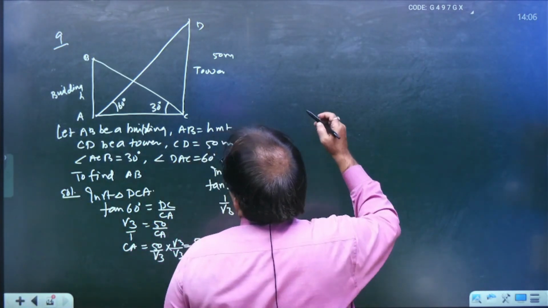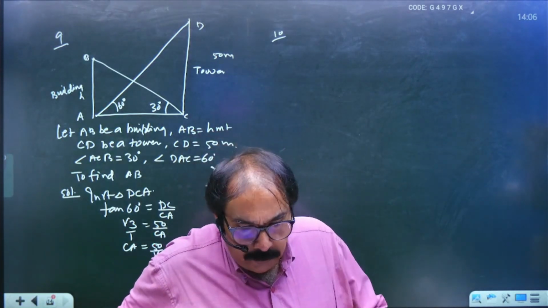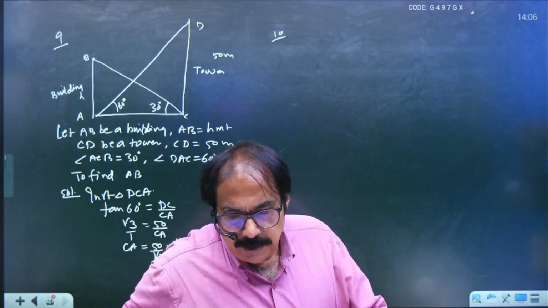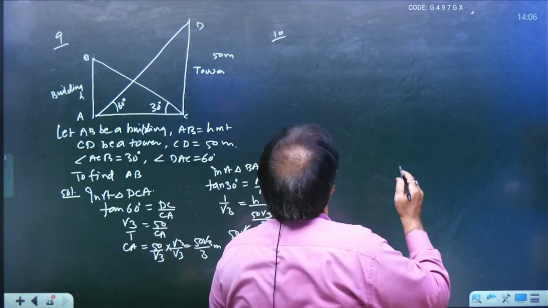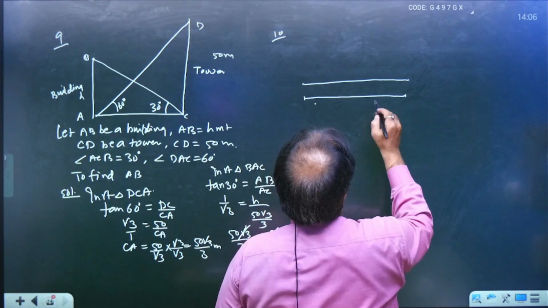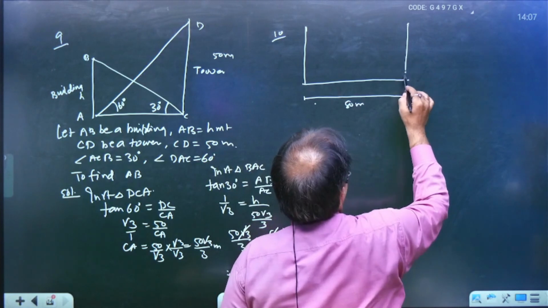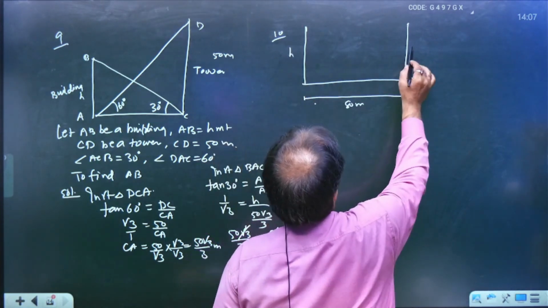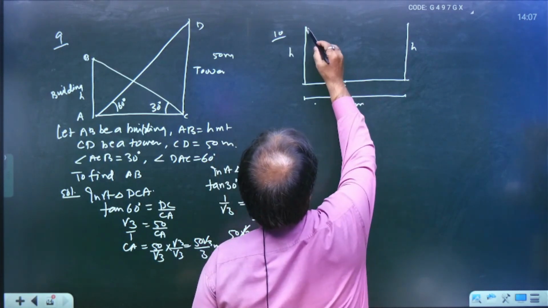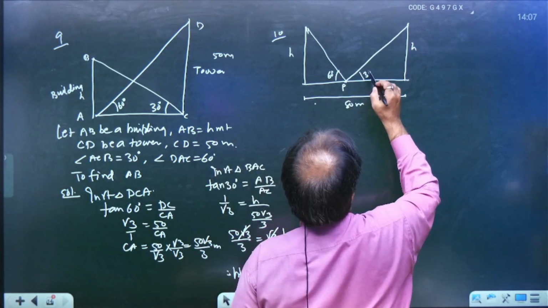Now question number 9 is over. Now I am taking question number 10. Question 10 says: two poles of equal heights are standing opposite to each other on either side of the road. So this is the road, and the road is 80 meters wide, and there are two poles of equal height. Say there is a point on the road such that this angle is 60 degrees and this angle is 30 degrees.